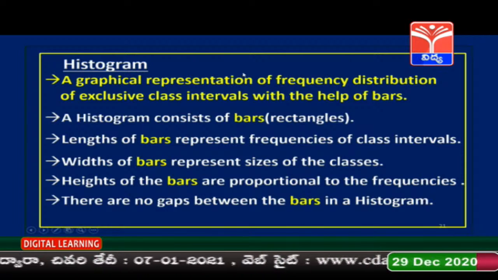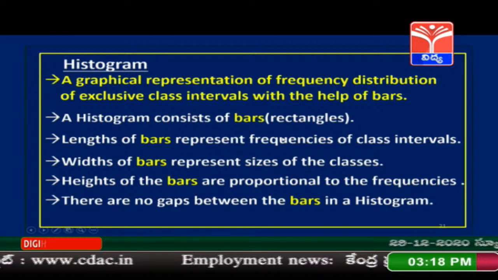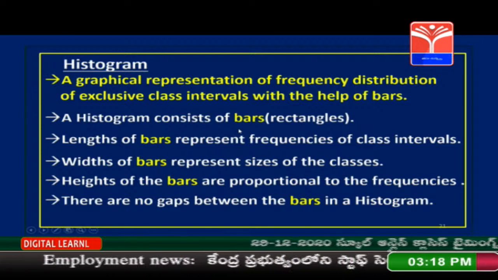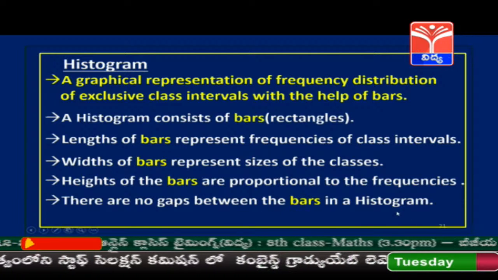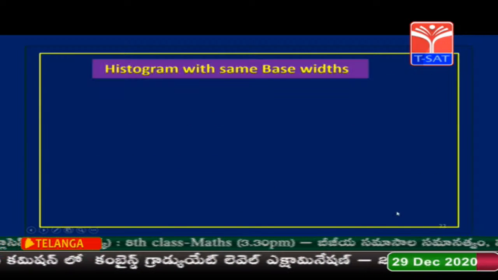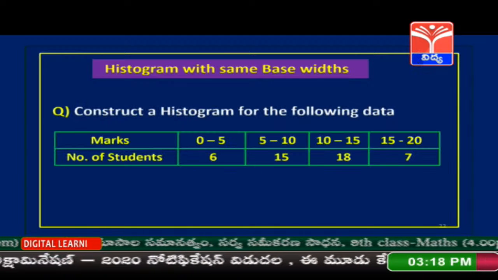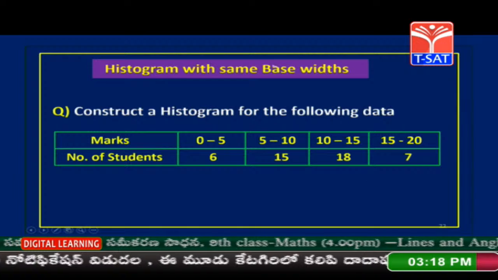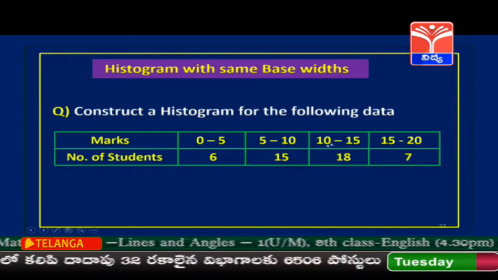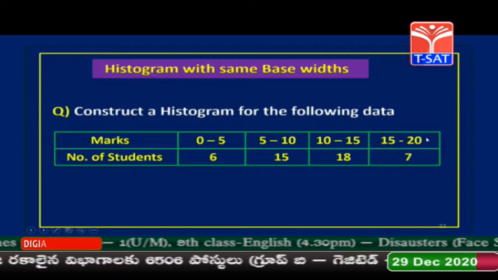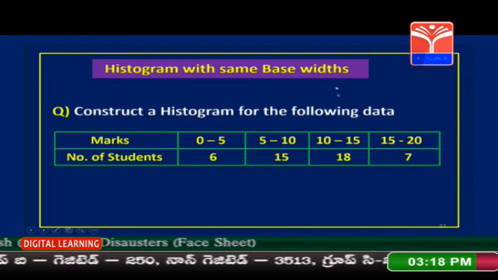Children, in a bar graph you can find gaps between the rectangles, but in histogram we should not find any gap between the rectangles, or we can say bars. So we can say there are no gaps between the bars in a histogram. Histogram with same base widths. Children, here I am constructing a histogram for a given data. Here 0 to 5 is the first class, 5 to 10 second class, 10 to 15 third class, 15 to 20 fourth class. Here all classes are having same size, or we can say widths are same.